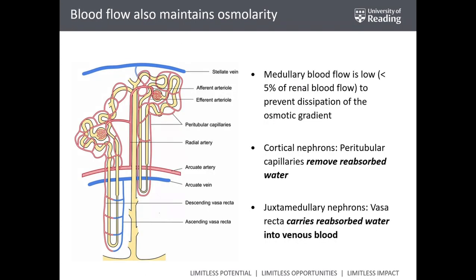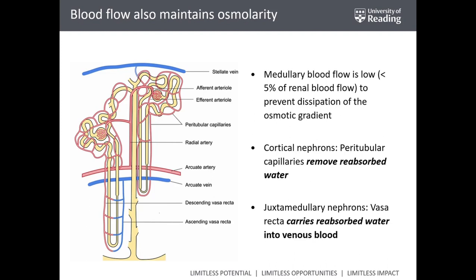So also blood maintains osmolarity. The medullary blood flow, to be honest, is quite low, less than 5% of the overall renal blood flow. And this is to prevent the dissipation of the osmotic gradient that is obtained with so much work in the descending and ascending limb of the loop of Henle.